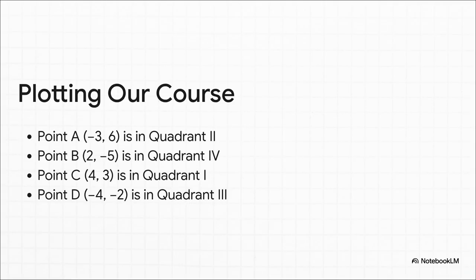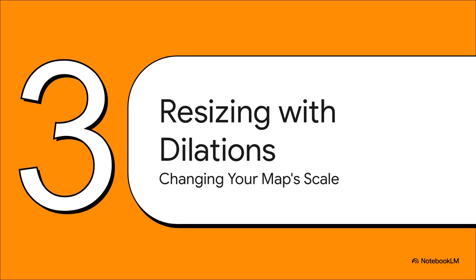Let's try a few together. For point A, (-3, 6), we start at (0, 0). We walk 3 steps to the left, then we jump 6 steps up. Bam, we're in quadrant 2. For point B, (2, -5), we start at the origin, walk 2 to the right, and then jump 5 down, landing in quadrant 4. You see the pattern, right? For C, it's right 4, up 3. For D, it's left 4, down 2. Easy. Okay, so we can find any point. We're getting good at this.